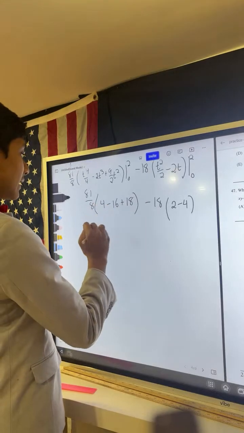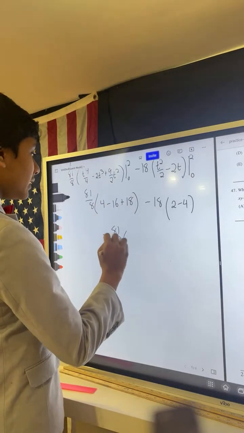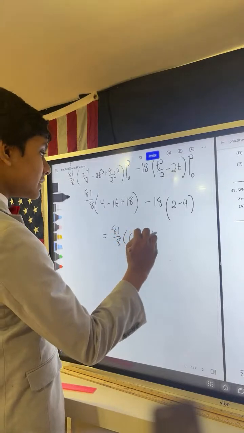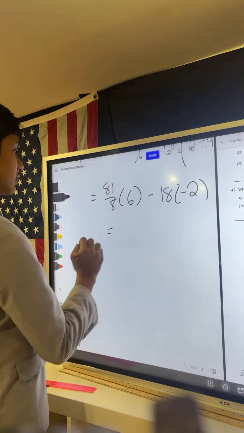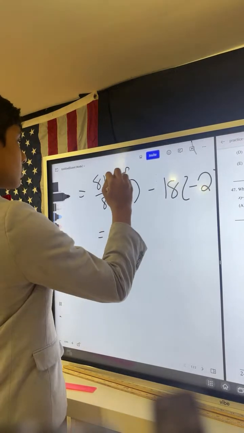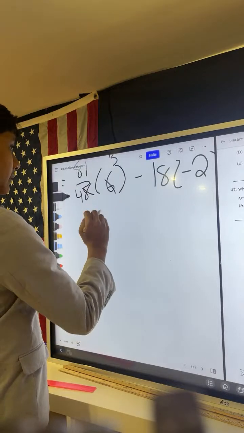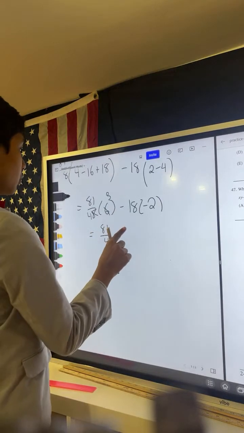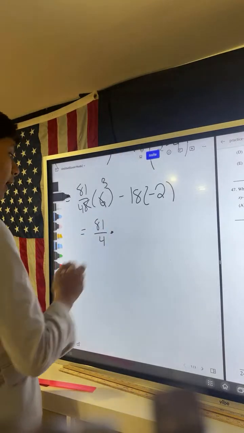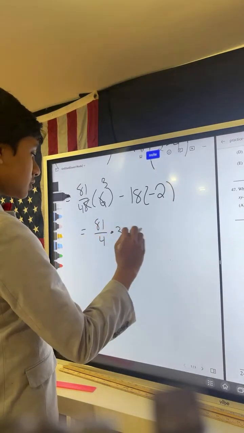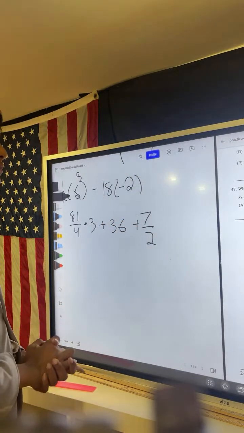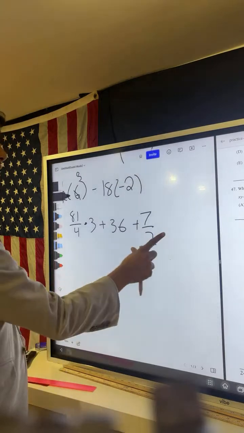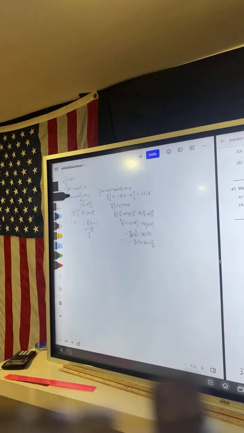So what do we get at the end of the day? We get 81 over 8 multiplied by 6 minus 18 multiplied by negative 2. So what is this equal to? This is equal to, you cancel this out, and you get 81 divided by 4 multiplied by 3 plus 36, which, when combined with 7 over 2, gives you the desired answer of D. Done.